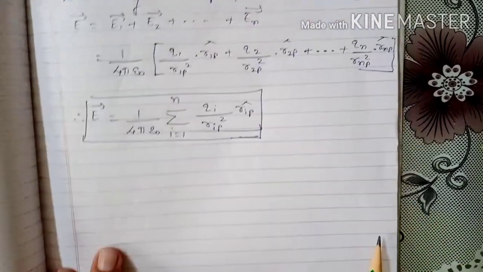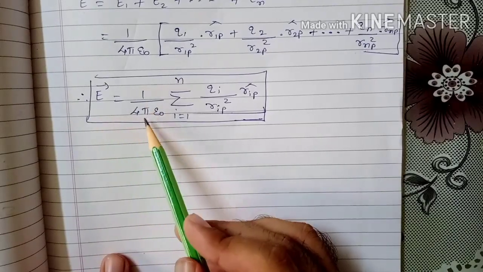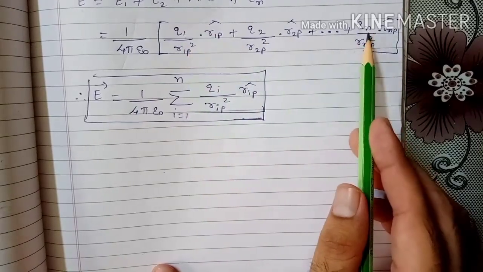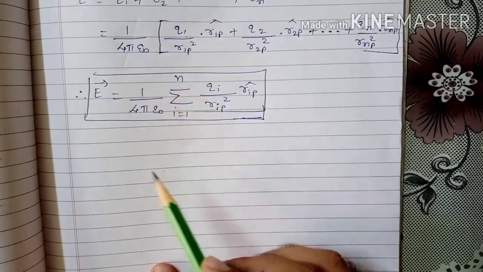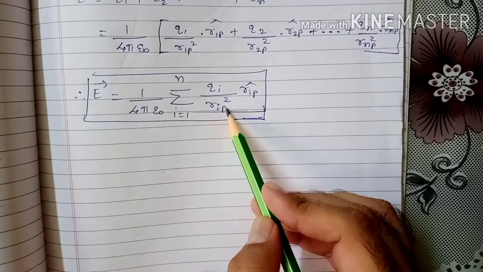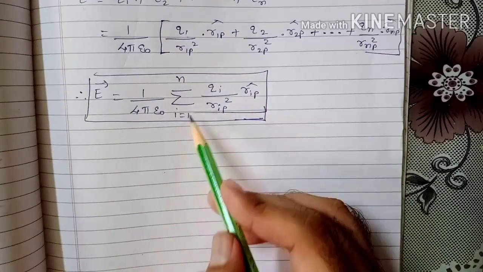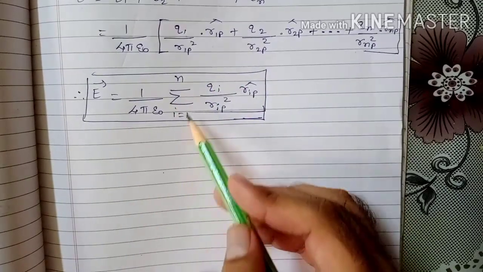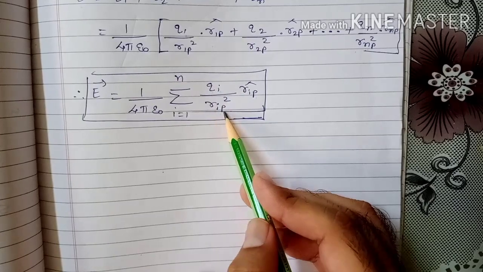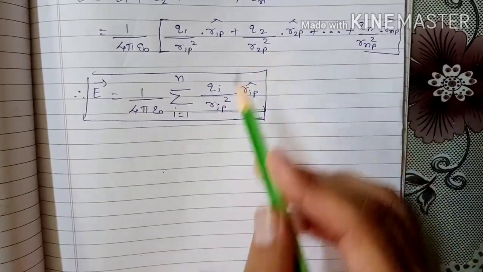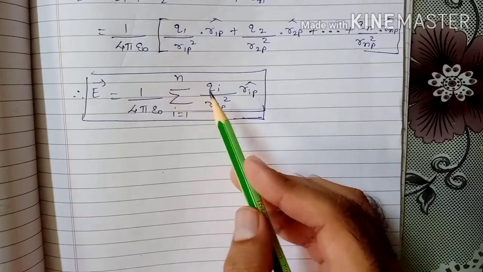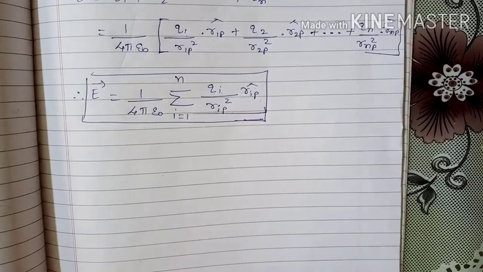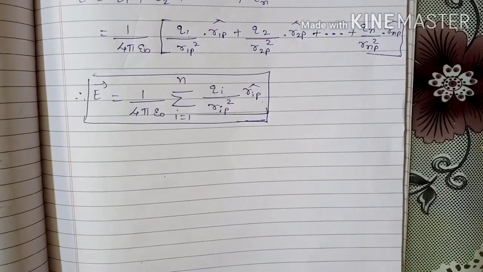General formula, if we have to write, then how can we write this formula? Electric field E vector is equal to 1 upon 4 pi epsilon naught sigma, that is the summation. It starts from 1 and ends with n. So i is equal to 1 to n, qi upon ri p square into ri p cap. Substitute i is equal to 1 first: q1 upon r1 p square into r1 p cap, that is the first term. Substitute i is equal to 2: q2 upon r2 p square into r2 p cap, that is the second term. Same way, if you substitute the value n, then qn upon rn p square into rn p cap, that is the last term. This way we can get the net electric field due to a system of n charges.